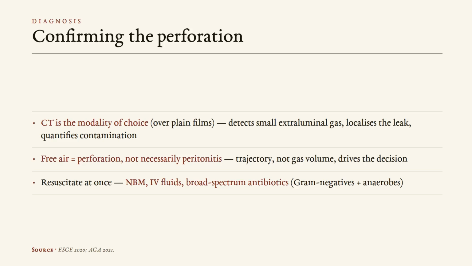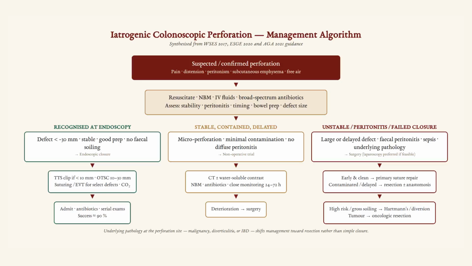Management converges on three questions. Is the patient stable? Is there peritonitis or fecal soiling? And is there underlying pathology? The answers sort the patient into one of three pathways: immediate endoscopic closure, a monitored non-operative trial, or surgery. Let us take each in turn.